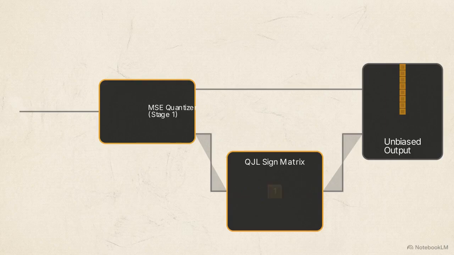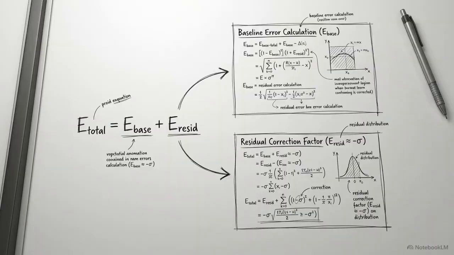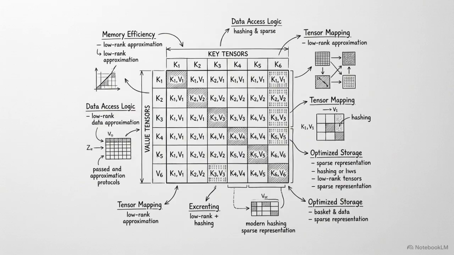The QJL transform utilizes a randomized sign matrix to map the complex residual error down to a single bit. The formal proof establishes that adding this 1-bit QJL output back into the primary MSE estimate mathematically cancels out the initial bias. By splitting the quantization into an MSE baseline and a QJL residual correction, Turboquant delivers the unbiased inner product estimations required for LLM attention without bloating the memory footprint.